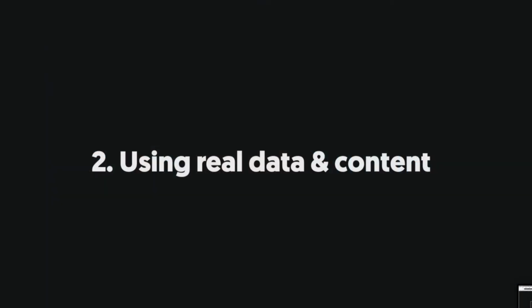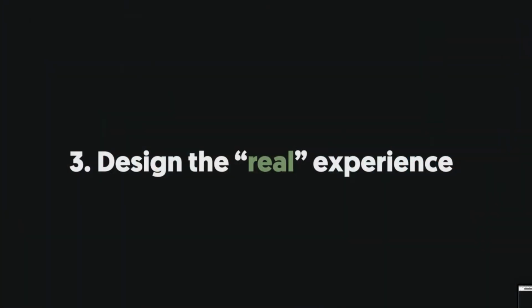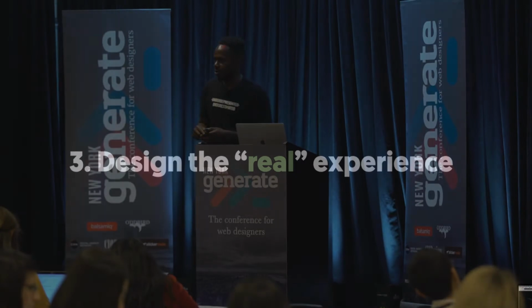The next thing is the idea of using real data and content. Most of the time when people are using our product, they're not using it just for the design itself. They're using it for the actual information that it's providing and the actual solution that it's solving. The next thing is that you can design the real experience. You not only can design how it looks, but you can see when the data is not loading, how you can design around that. I think the idea is that you want a design approach that's more proactive than reactive.